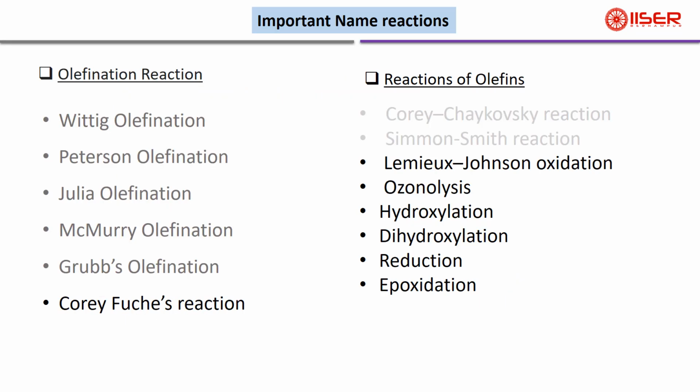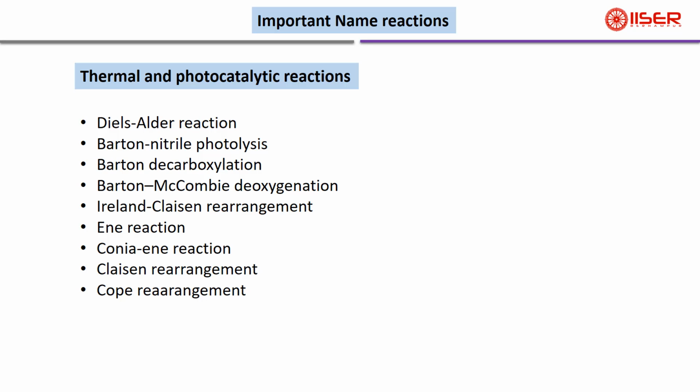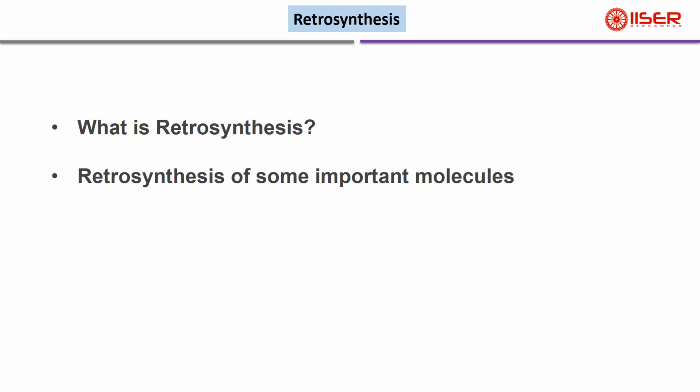Then we discussed some olefination reactions and some reactions of double bonds, followed by some reactions where we do not need any kind of reagents, like the thermal and photocatalytic reactions. So today we will discuss some retrosynthesis of some important molecules using all these reactions which we have learned till now. So let's start. So first, what is retrosynthesis?